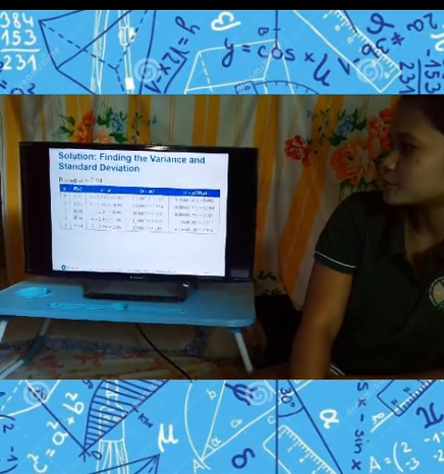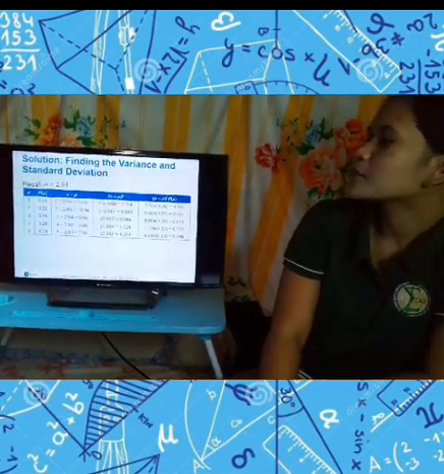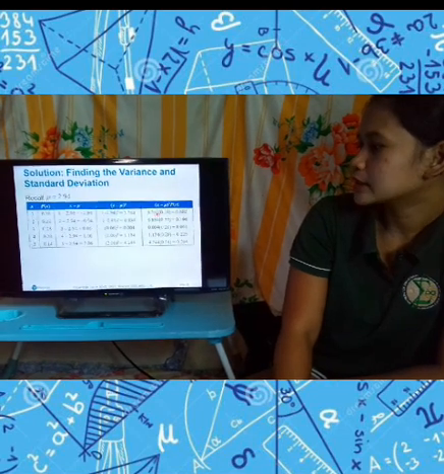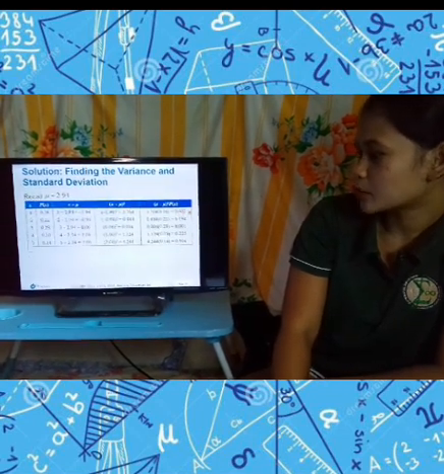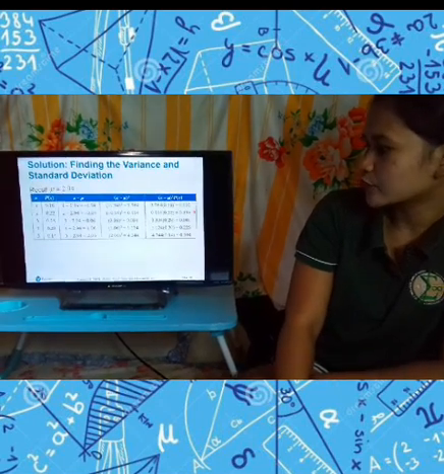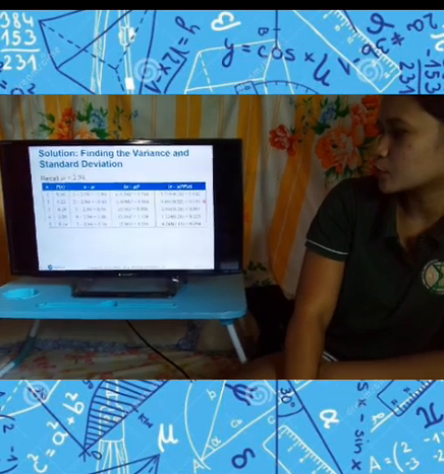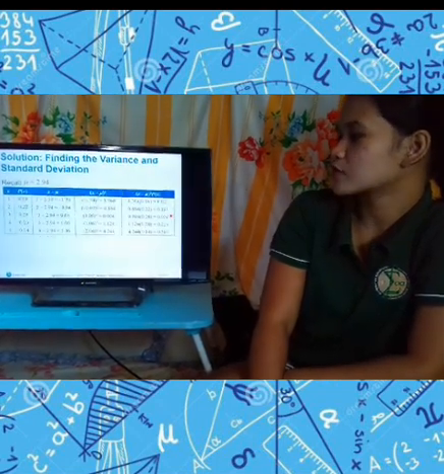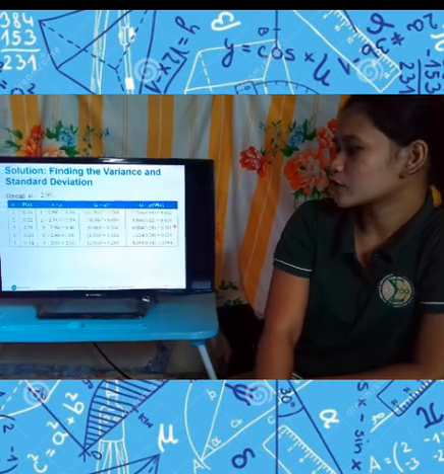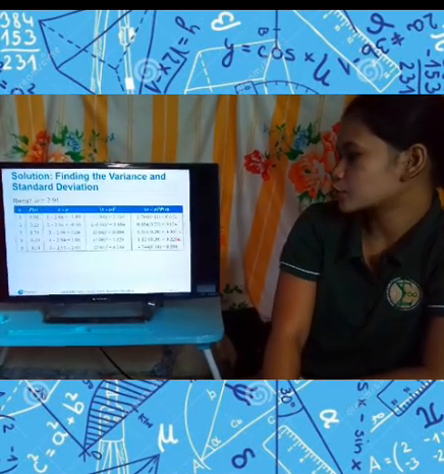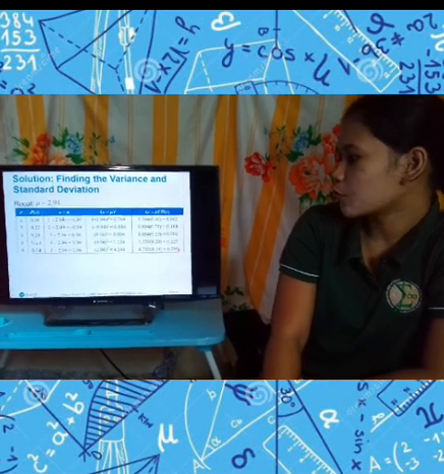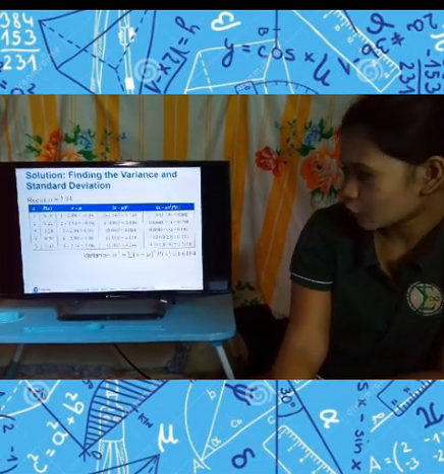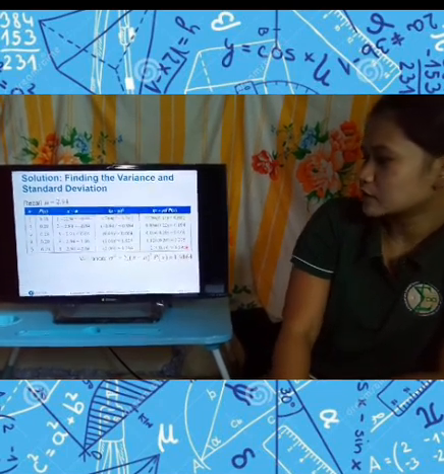And then, on our fifth column, we will multiply the values in the fourth column by the probability, so multiply the fourth column to the second column. So 3.764 times 0.16 is equal to 0.602. 0.884 times 0.22 is equal to 0.194. 0.004 times 0.28 is equal to 0.001. 1.124 times 0.20 is equal to 0.225. 4.244 times 0.14 is equal to 0.594.